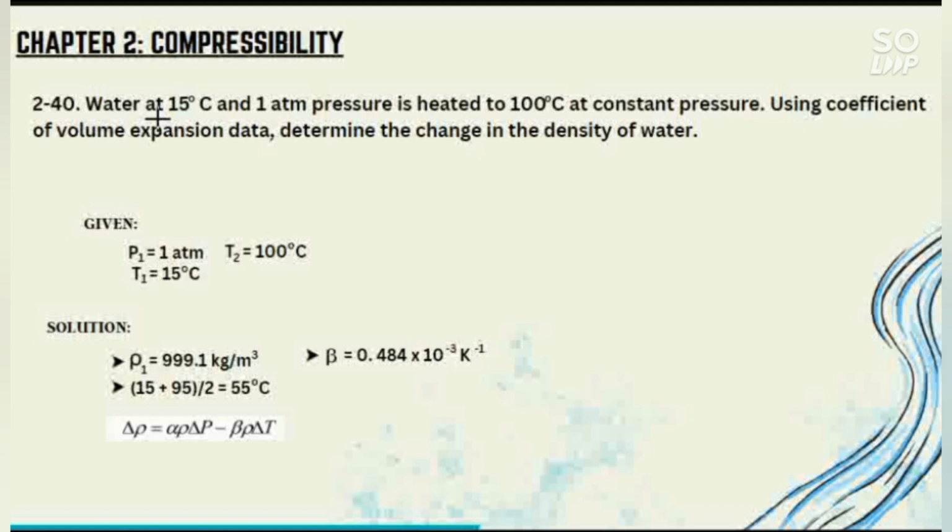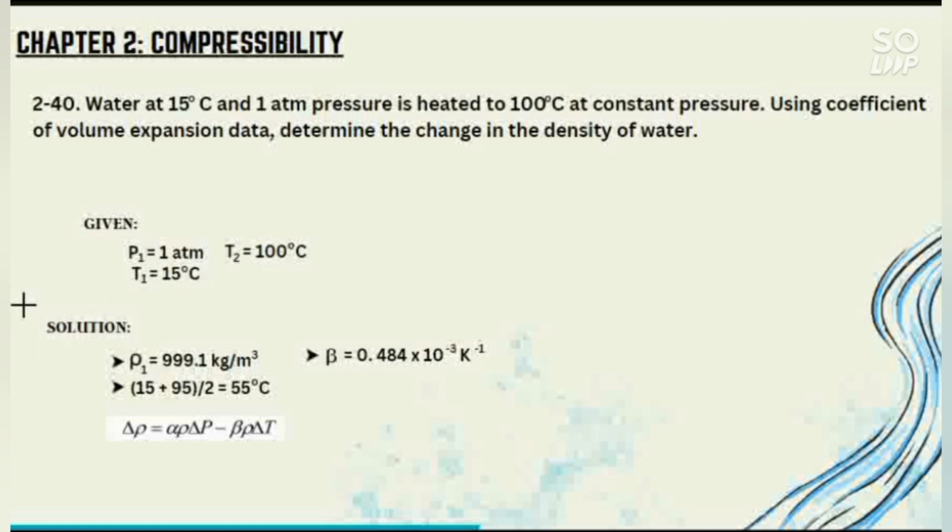So in this problem, water at 15 degrees Celsius and 1 atmospheric pressure is heated to 100 degrees Celsius at constant pressure. Using coefficient of volume expansion data, determine the change in density of water. We have the given pressure 1 equals 1 atmospheric pressure, temperature 1 equals 15 degrees Celsius, and temperature 2 equals 100 degrees Celsius.